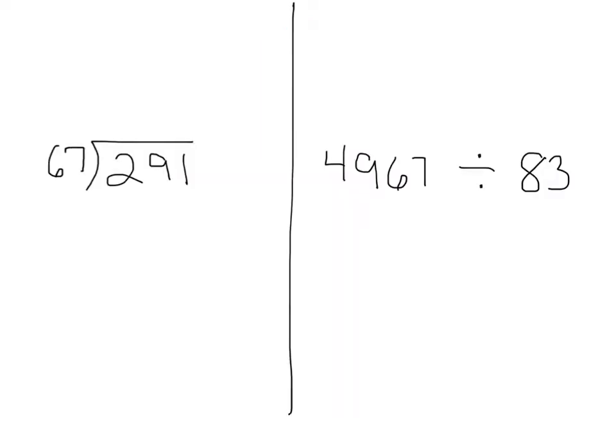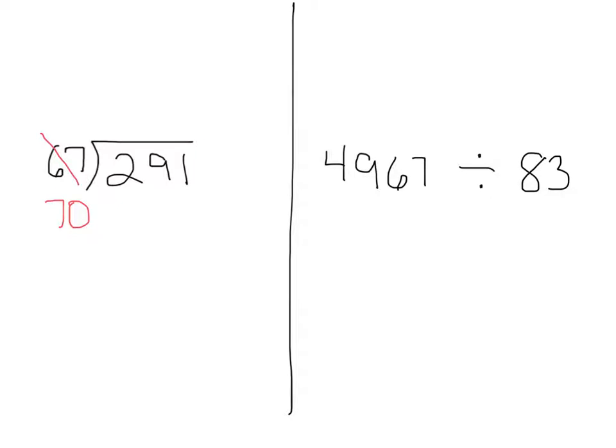Now let's look at some with two digits. So on the left I have 291 divided by 67. So in order to estimate quotients with two-digit divisors, you need to round the divisor first. So I'm going to round this first. 67 is about 70. Now over here I have 291.